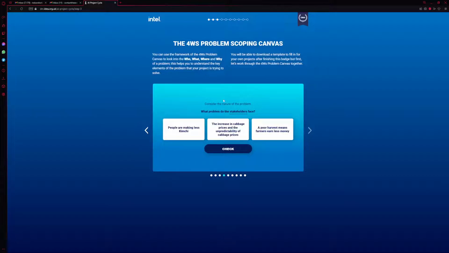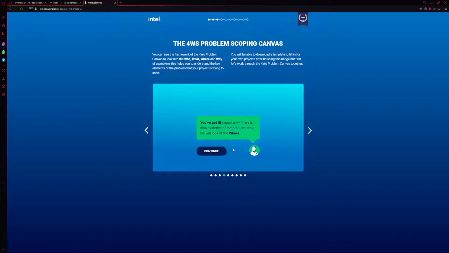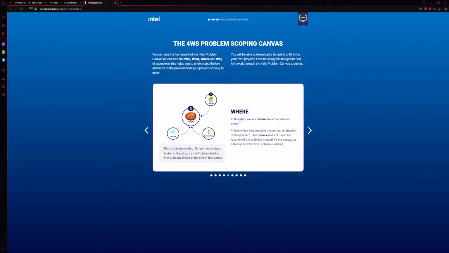Consider the nature of the problem. What problem do stakeholders face? The increase of prices, obviously. That's the problem. Yeah.